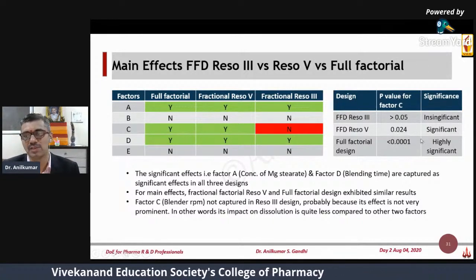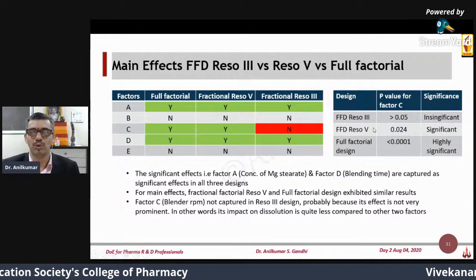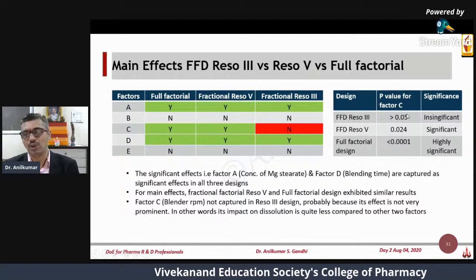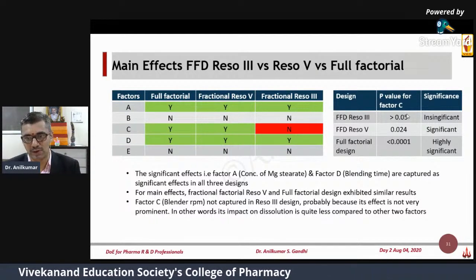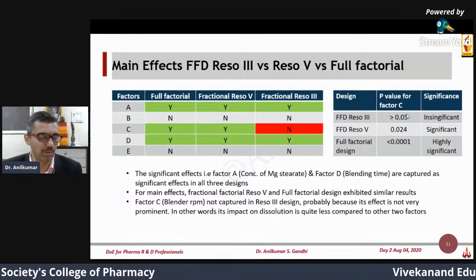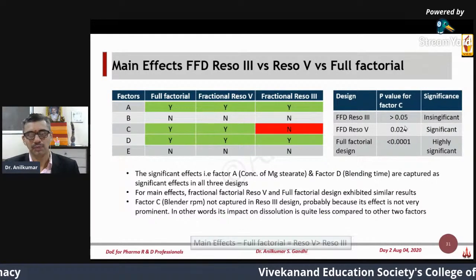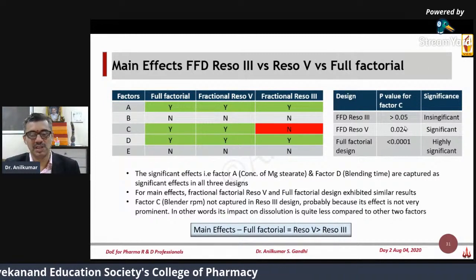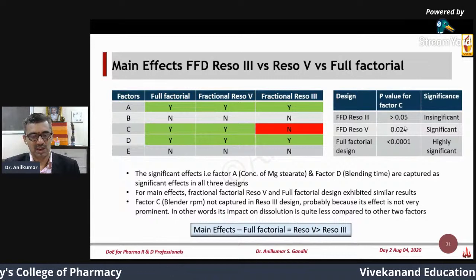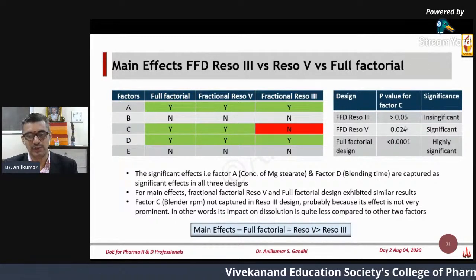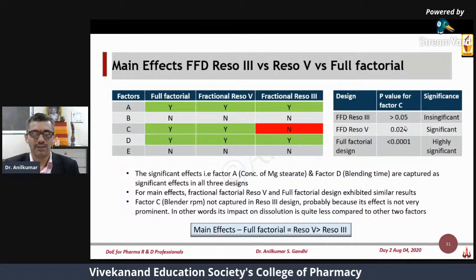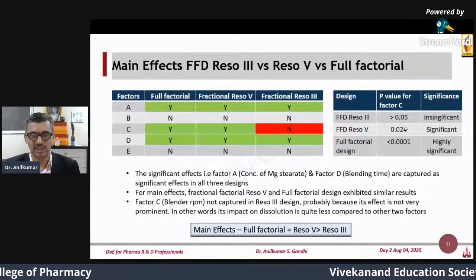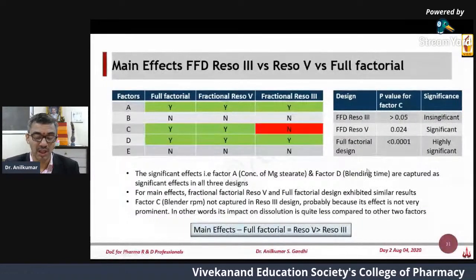So this is the difference of the data that you get based on your input, because that is the compromise. Like, you don't want to do a lot of trials, a lot of experiments, then obviously there will be some compromise that you will have to do, right? So in terms of main effects, what we see is that the full factorial design and resolution 5 design are similar and they are better compared to resolution 3 design. So this is the conclusion that we are drawing for the main factor.